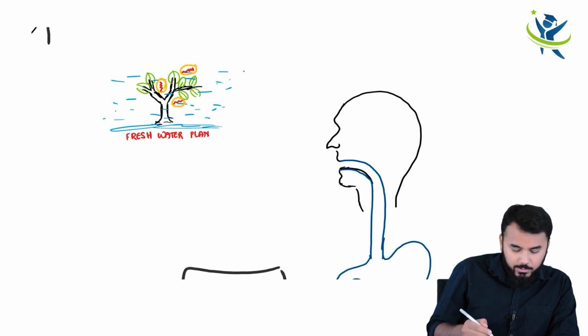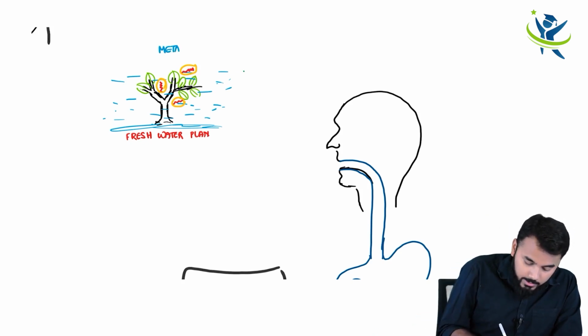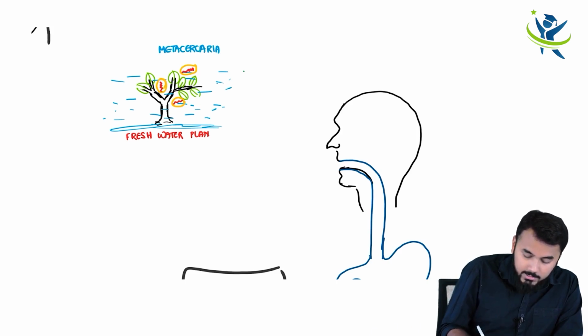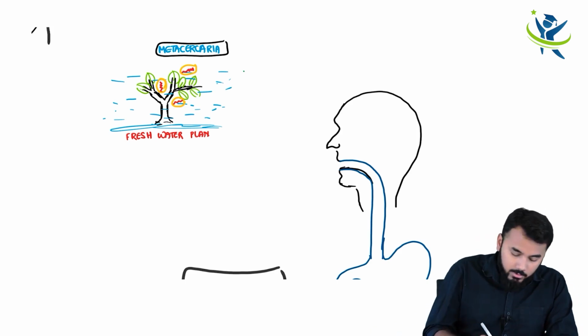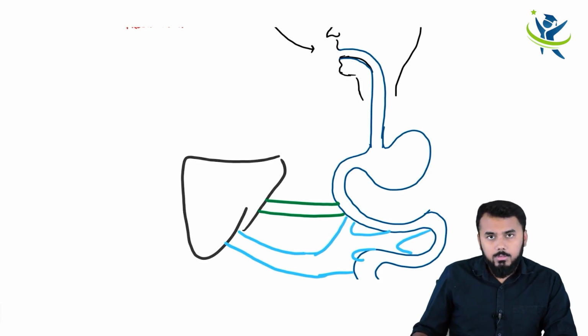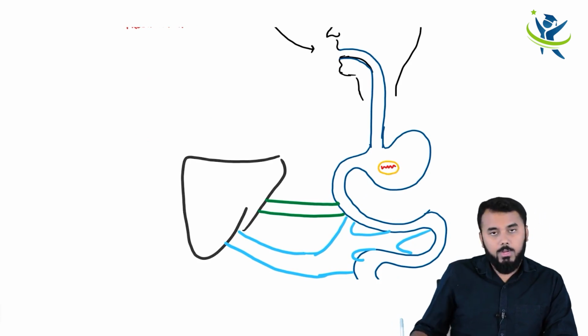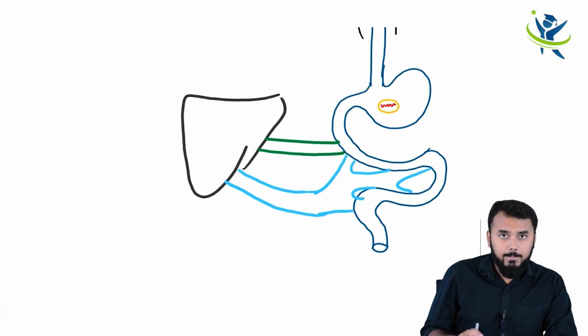And obviously these infective forms are called metacercaria, and they are encysted. They are having a cyst on them, isn't it? Now this metacercaria, whenever it gets into your mouth, obviously enters into your stomach. Now let me show you this. So there is a metacercaria over here, and this metacercaria is entering into your stomach. Okay, now this metacercaria, from the stomach it enters into your duodenum.